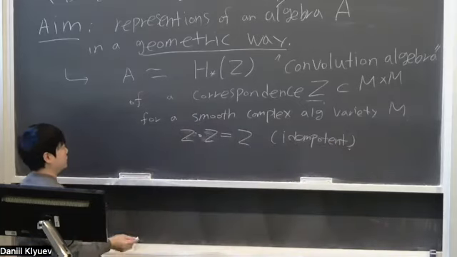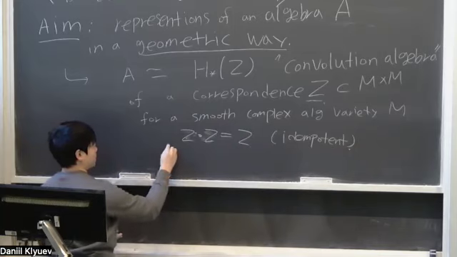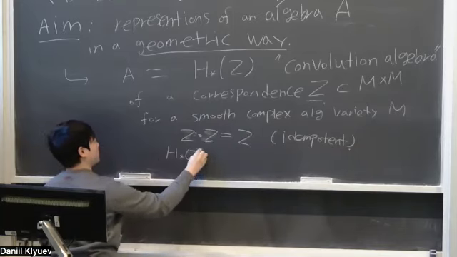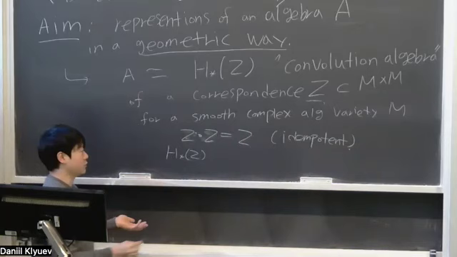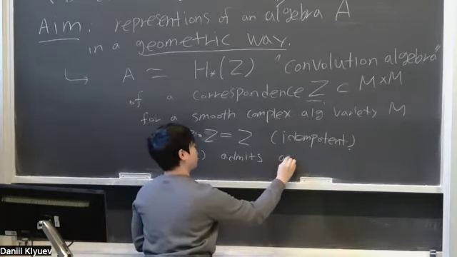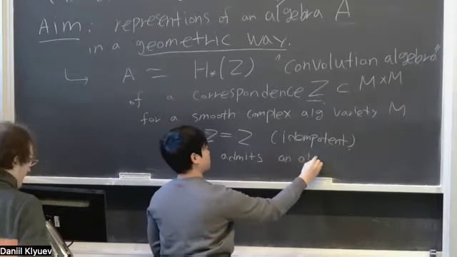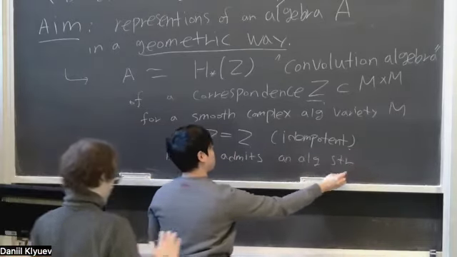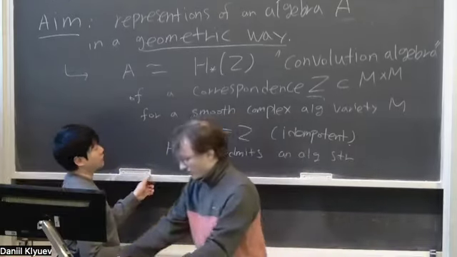And we'll see in this case, H star Z as a C vector space admits an algebra structure, an associative algebra structure, which we will call the convolution algebra.